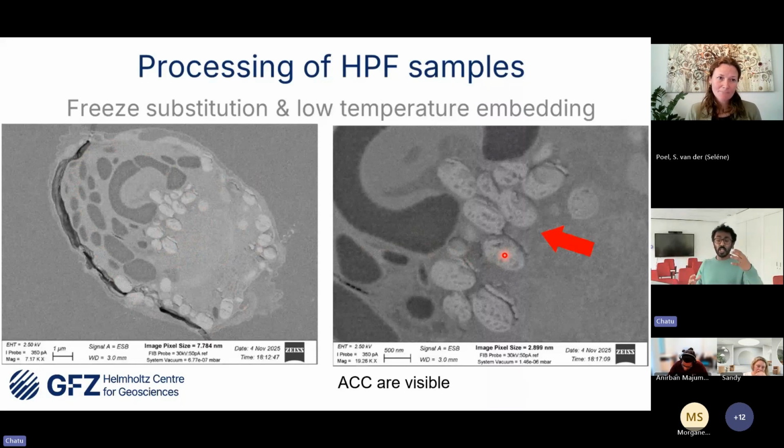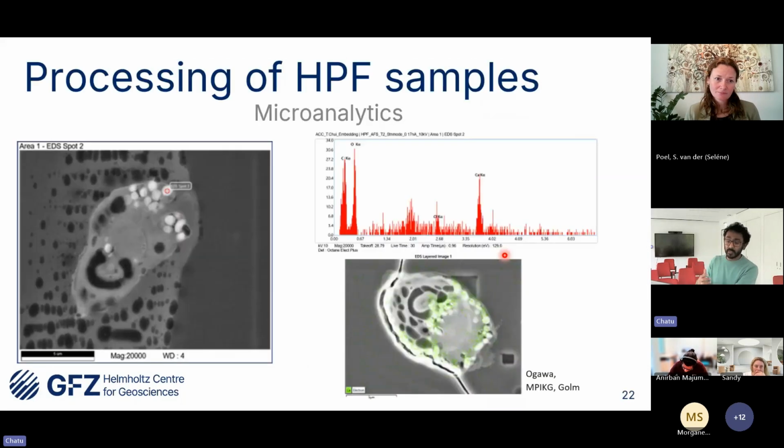But by combining cryo techniques, bringing into the room temperature preparation, we could see the minerals, and this is much easier for us to work on them. And then we also wanted to see the elemental mapping, and then we can confirm the cells are actually having calcium minerals even after resin embedding.